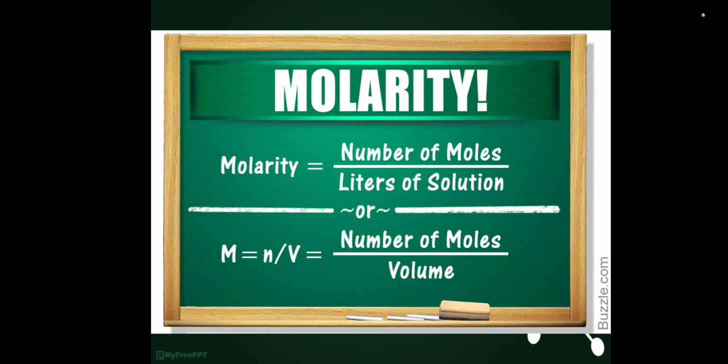So this is the constant. The formula for molarity is equal to the number of moles divided by liters of solution. So molarity is equal to the number of moles over volume. I just gave the symbol or the units of it.